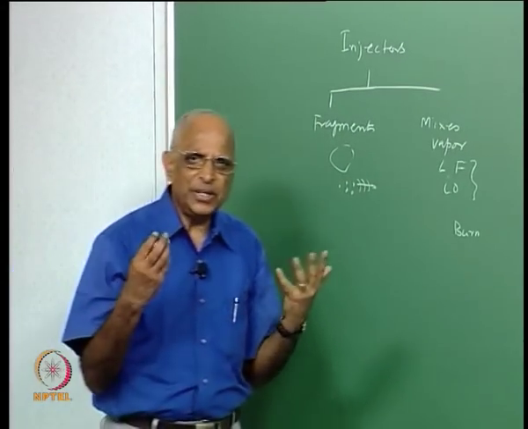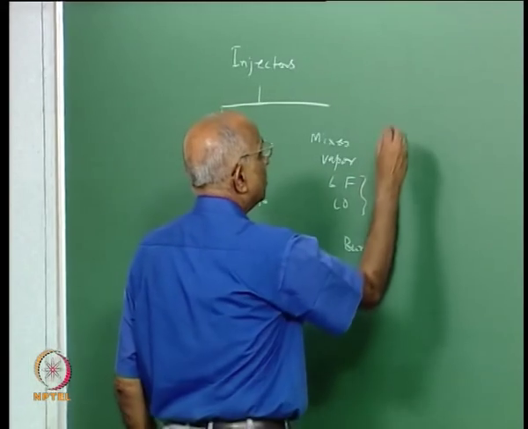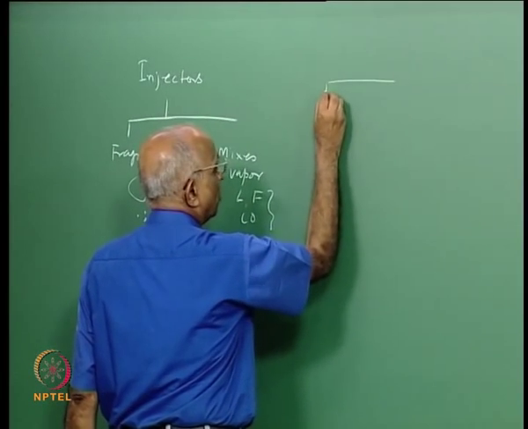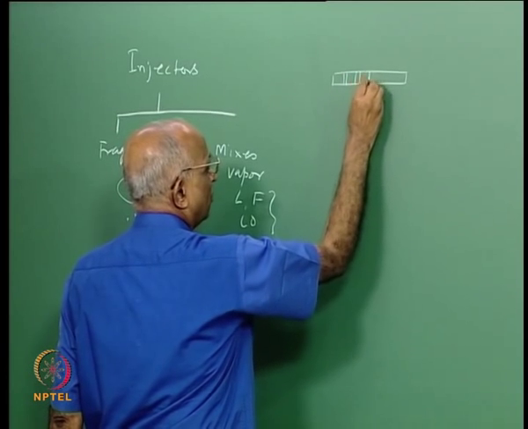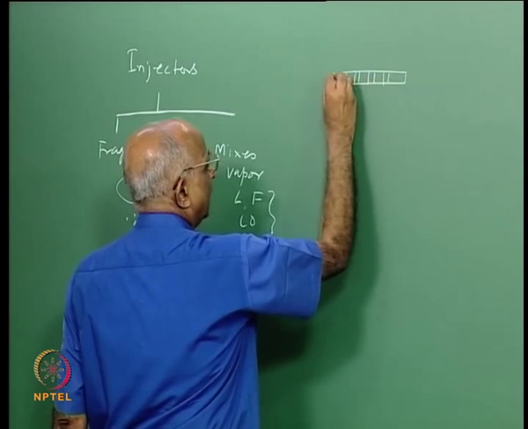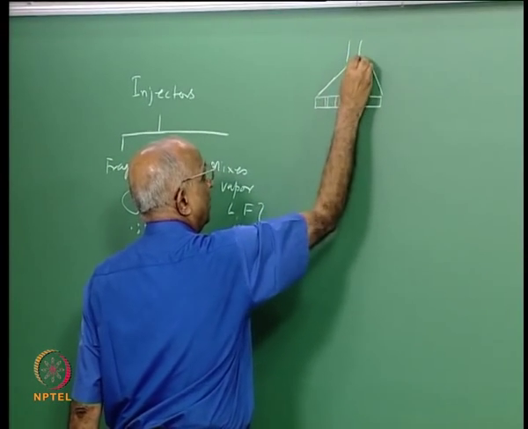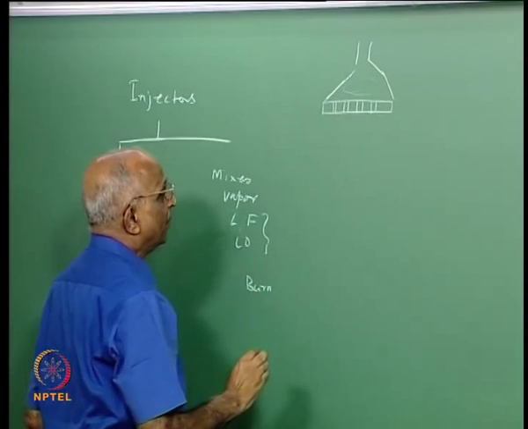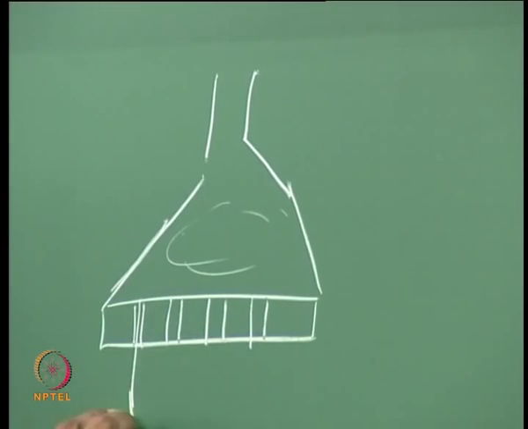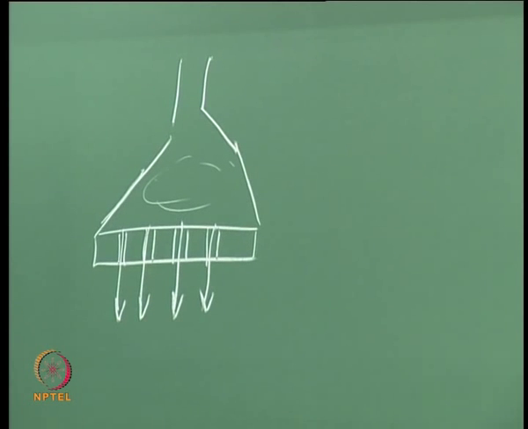And what did we do in injector in the last class? We said we could have something like a shower head, which we normally use for bathing, which consists of a series of orifices, holes. The water comes from your tap into the shower head, and this is the manifold where water collects, and then the jets are passed through like this. And this is what was a shower head.